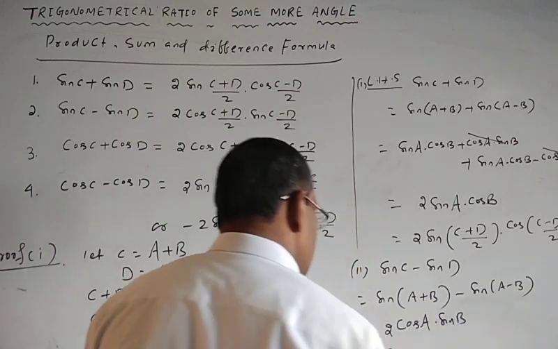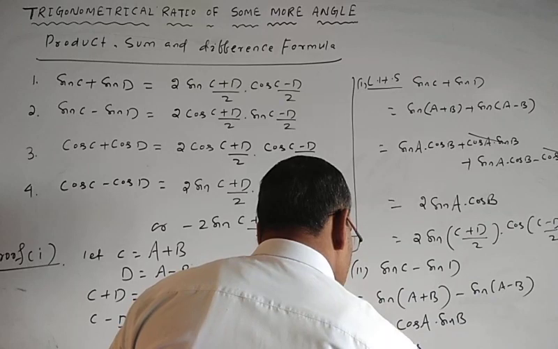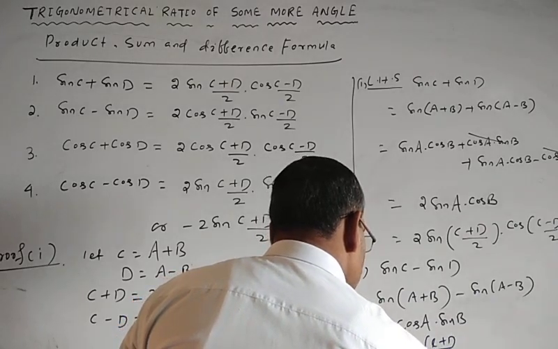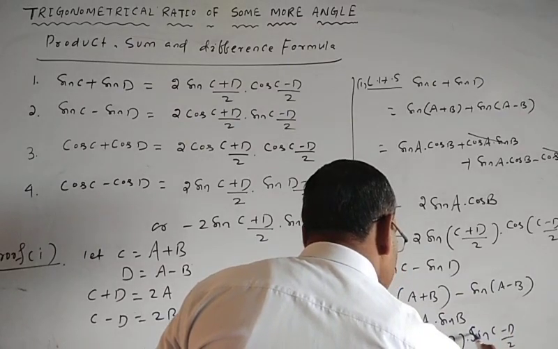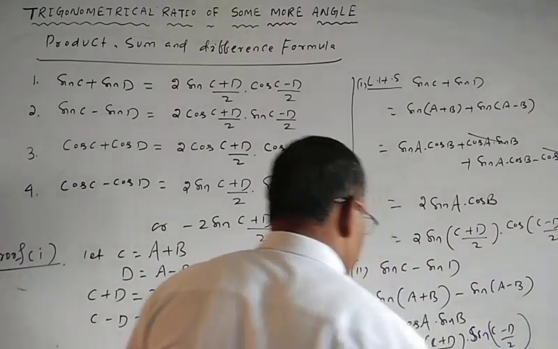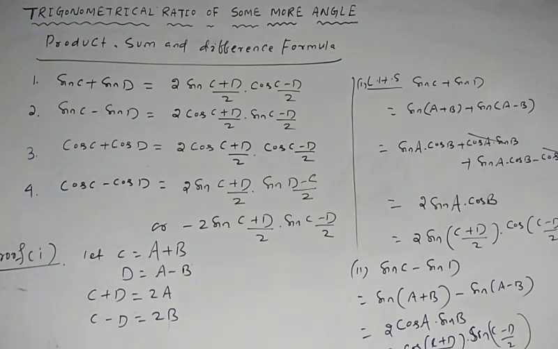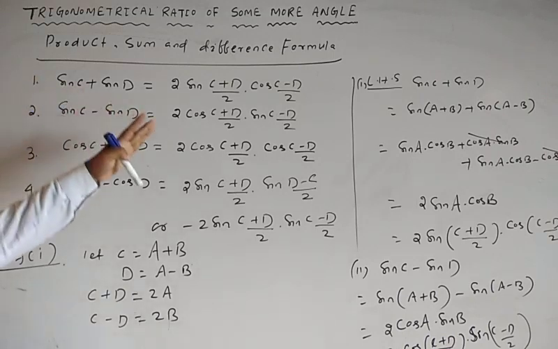So 2 cos A sin B means this is the C plus D by 2 into sin C minus D by 2. So sin C minus sin D is equal to 2 cos C plus D by 2 into sin C minus D by 2. Similarly, you can prove cos C plus cos D is equal to 2 cos C plus D by 2 into cos C minus D by 2, and cos C minus cos D is equal to this one. So this is also known as the CD formula.